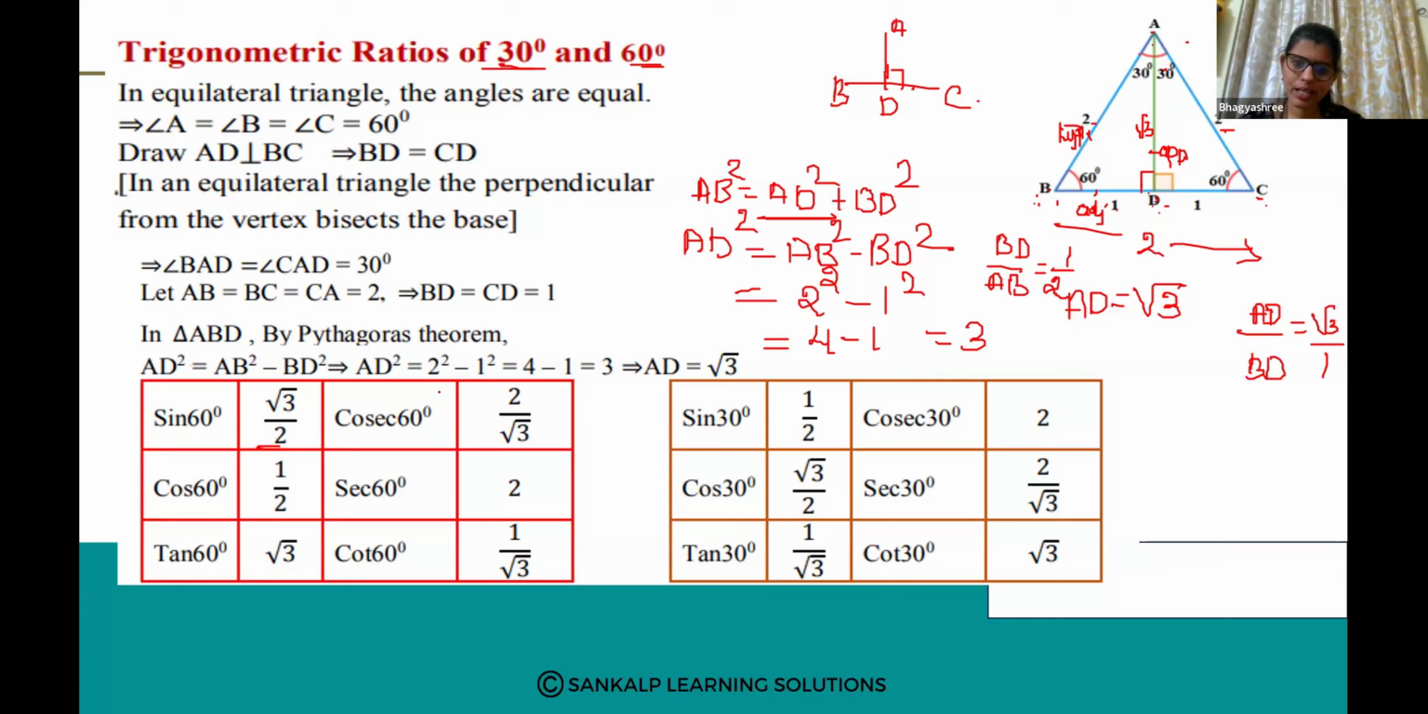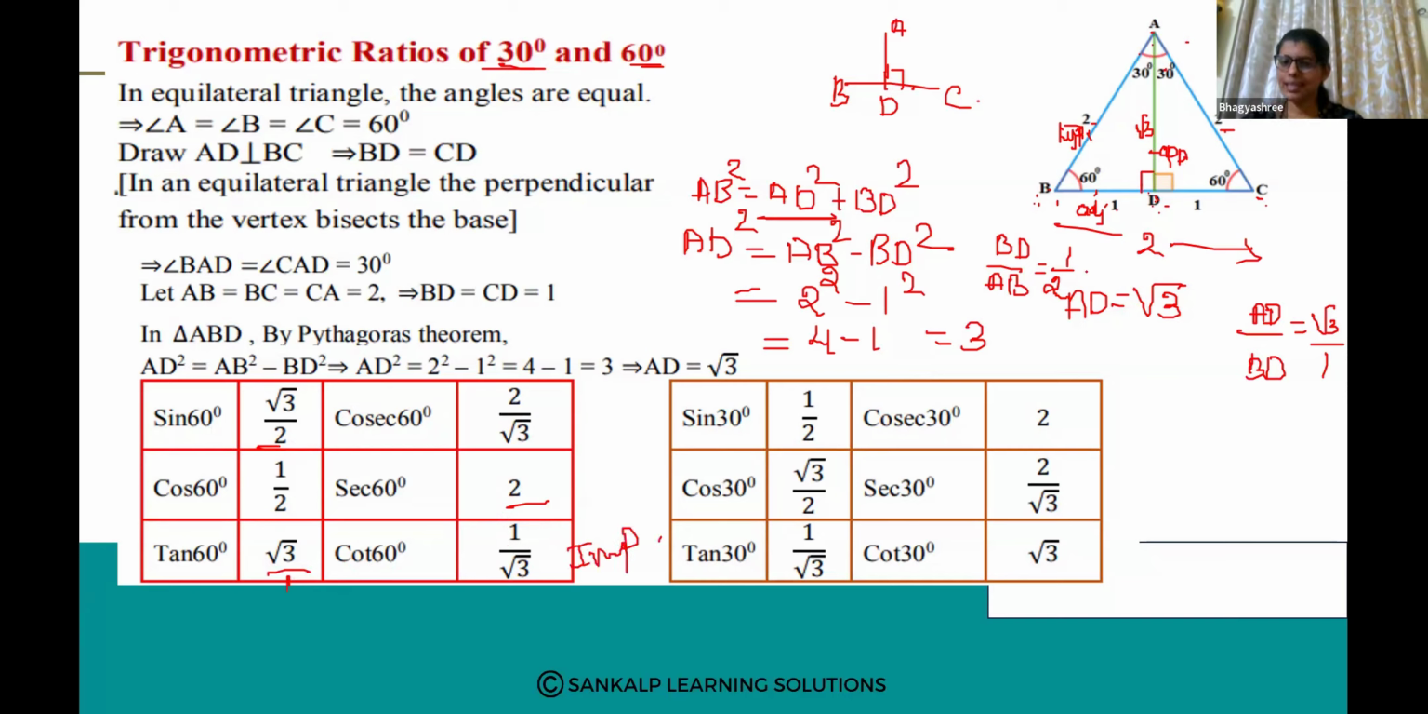Cosec 60 degree is the reverse, 2 by root 3. Sec 60 is 2 by 1, that's equal to 2. Cot 60 degree is the reverse of root 3 by 1, that is 1 by root 3. Remember, this one is a very, very important chapter.